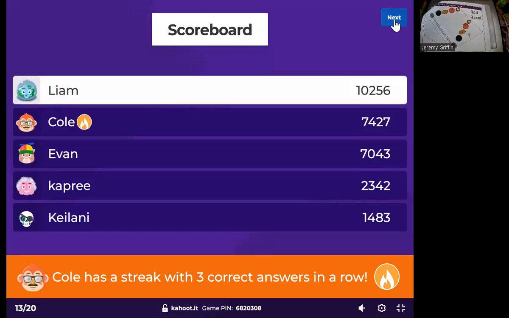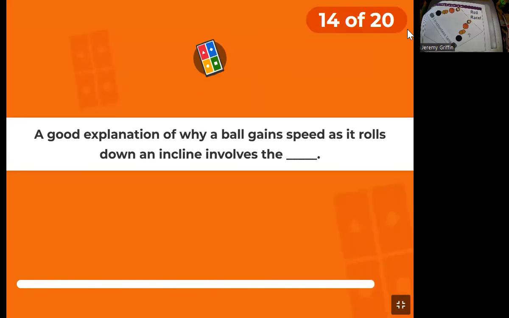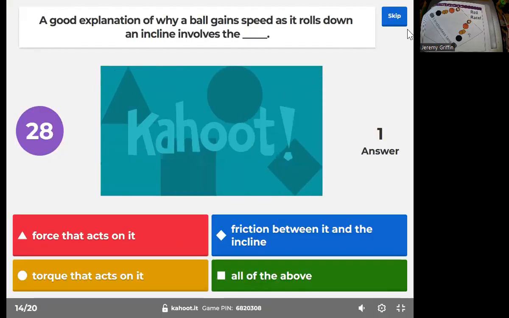Cole on fire. William still in first, 10,000 points. Good explanation of why a ball gains speed as it rolls down an incline involves what?